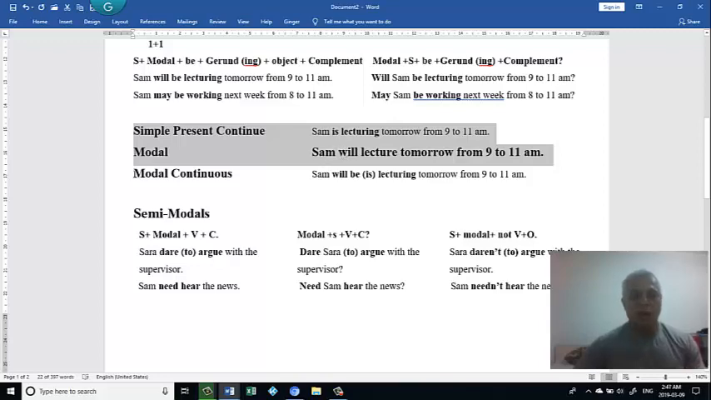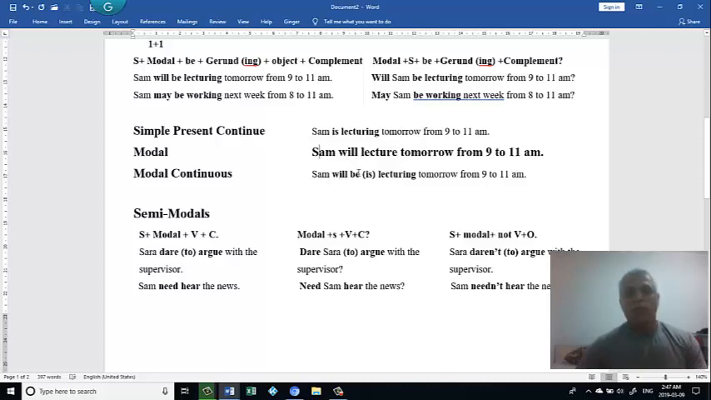If we look here at how we make it, some modal continuous, because we have here Sam, then we just put it here Sam. Then we have is, we have will, and because they are two different, we have to put will first as the modal, then be or is, we put it here, then we change it to be, because we cannot say will is lecturing. That's the reason we put here be, the same thing as is, which we change from this one, then we brought it here. Then we say Sam will be lecturing tomorrow from 9 to 11.